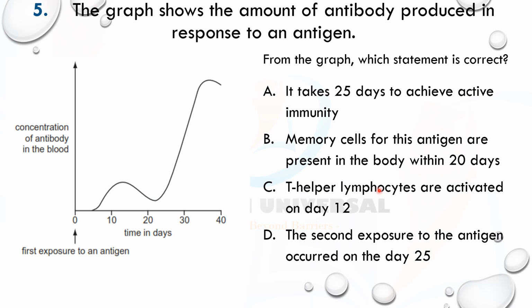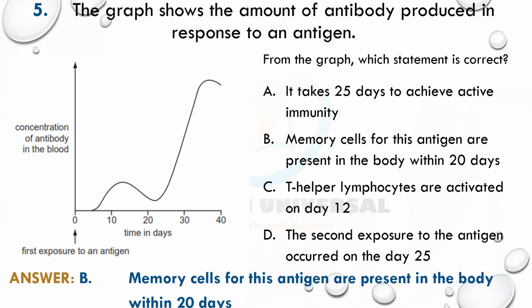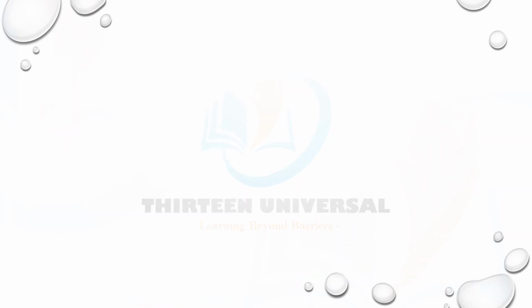But let's look at the others. T helper lymphocyte activated on day 12. We're not talking about T helper because T helper doesn't produce antibody. T lymphocytes don't produce antibody. The second exposure to the antigen occurred on day 25. This is 20, this is 30, so 25 should be in the middle. It occurs on this day, it's not 25, so that's not correct. So B is the correct answer. What do you think? Let's hear your comment. B is the answer, guys.